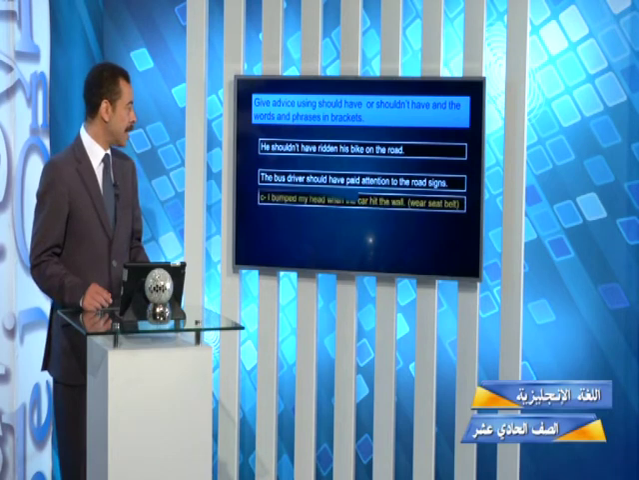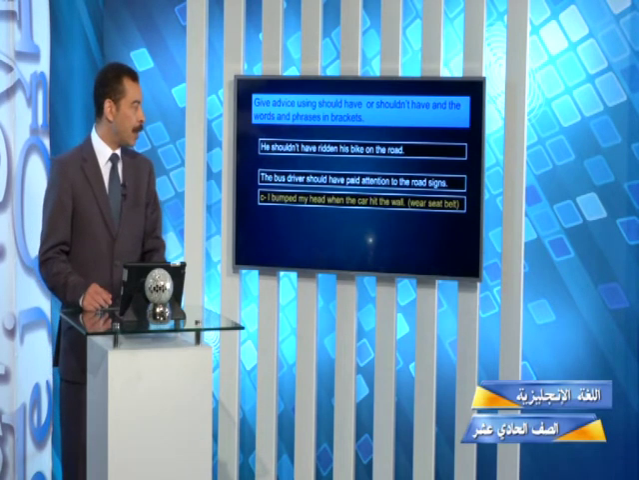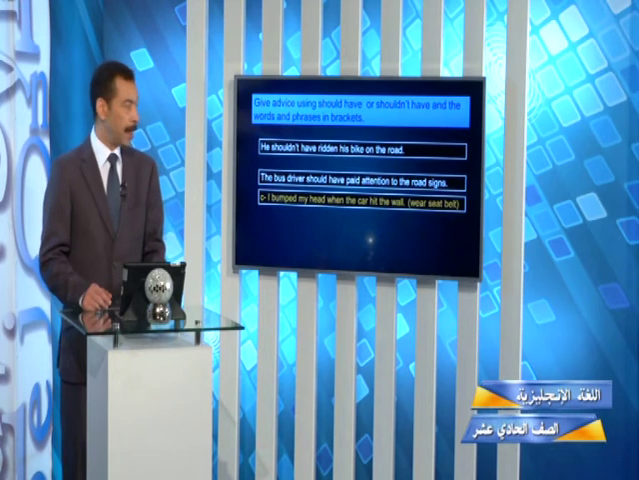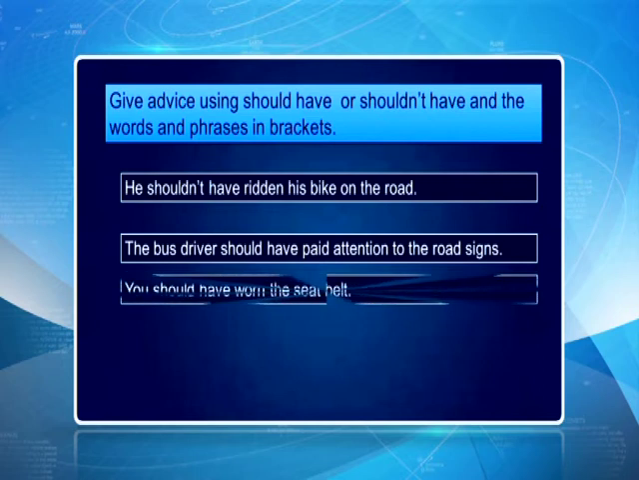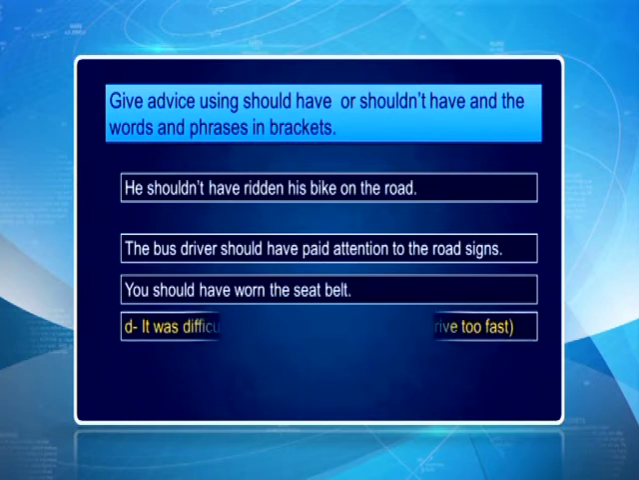Next situation says, I bumped my head when the car hit the wall. And you have words to help you make a sentence. Wear seat belt. So in this case, what will you say using should or shouldn't? You can say, you should have worn the seat belt. You should have worn the seat belt. In that case, you would have avoided bumping your head.